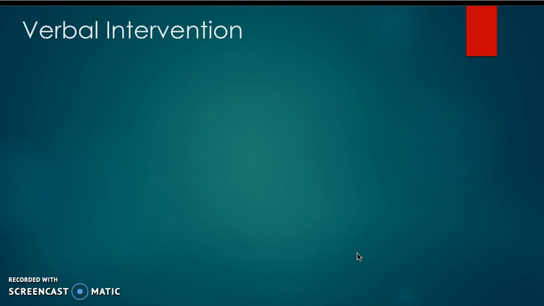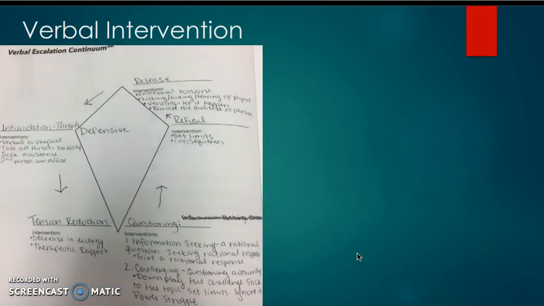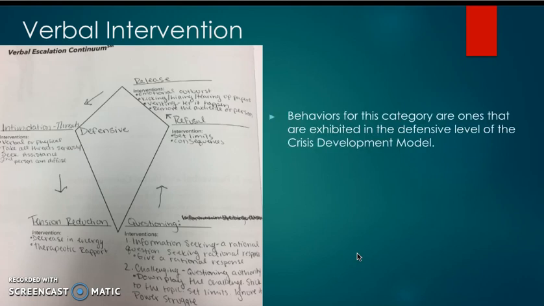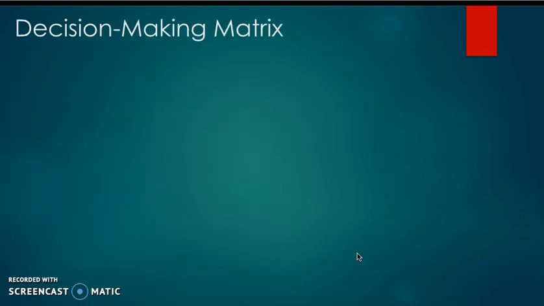Verbal intervention is one of the first intervention methods that you'll use with students. There is a verbal escalation continuum, so a student on this continuum is going to continue to escalate. First, they will start with questioning, they will refuse, they will release, they may intimidate, and then we may get into the tension reduction where we can use that therapeutic rapport. These types of behaviors are exhibited in the defensive level of the crisis development model.